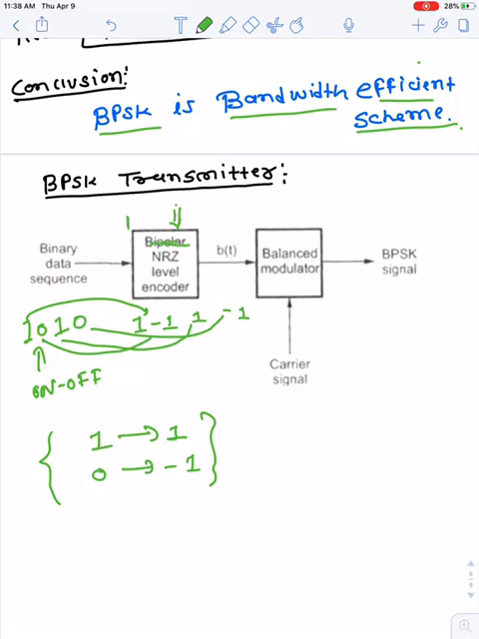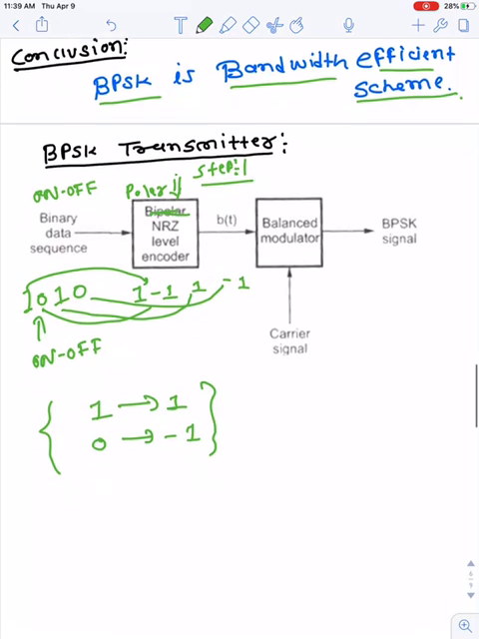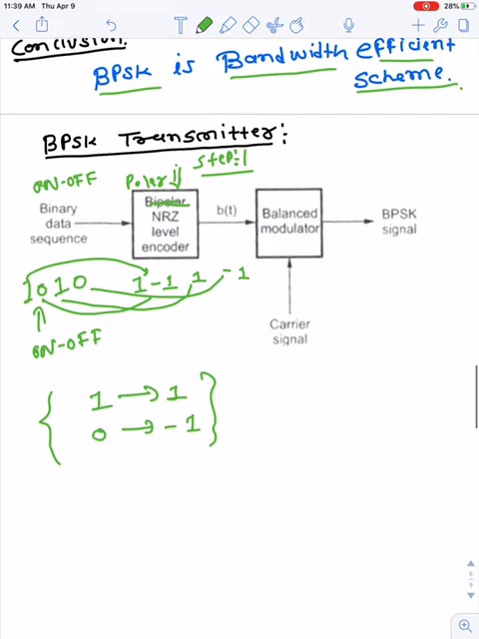Bipolar we are using in a different context. So this is a polar signal. We convert the on-off signal to a polar signal in the first step. So this is step number 1. Right. Why are we converting this on-off signal to a polar signal? There is a specific reason. If we convert to a polar signal, we can directly multiply the signal with the carrier signal.